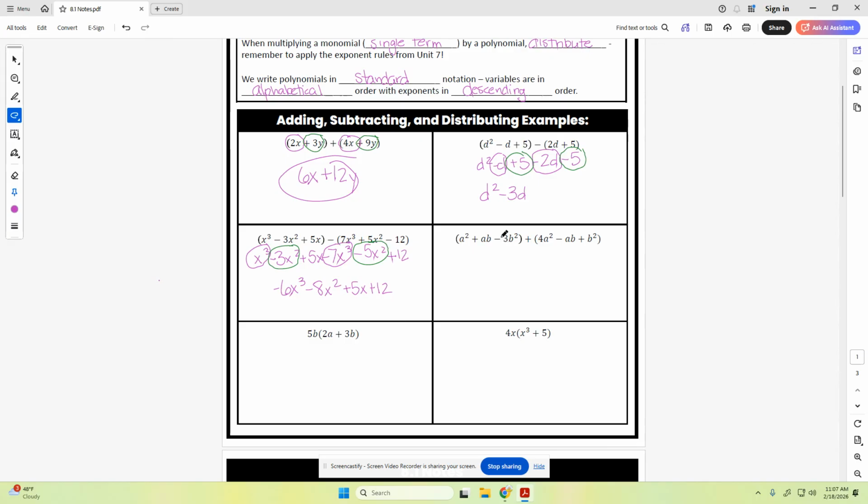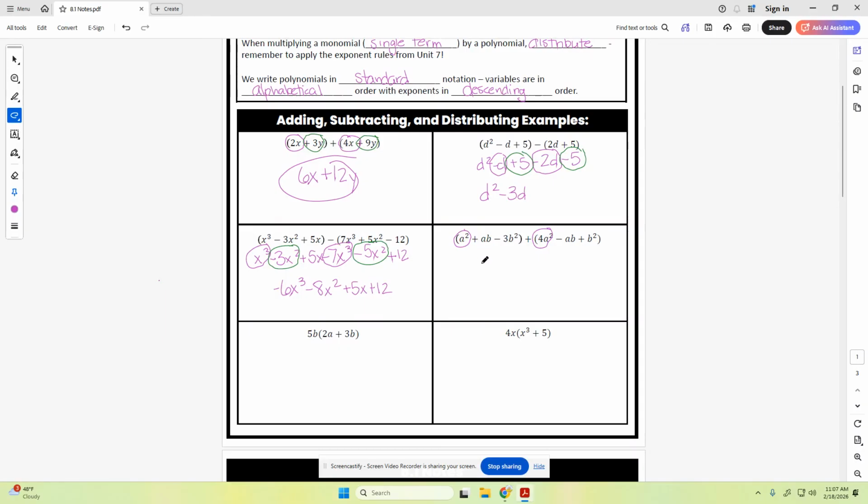This example is our last example with addition and subtraction. This is addition, so I don't have to worry about distributing anything. I'm just going to go through and look for my like terms. So a squared has another a squared right there. So I'm going to be able to combine those, a squared and 4a squared.